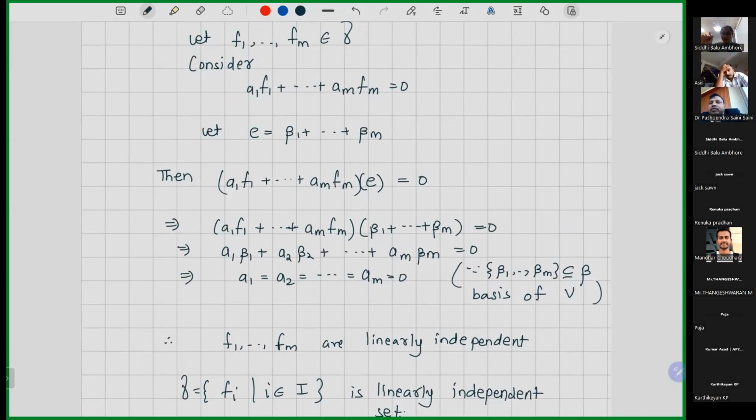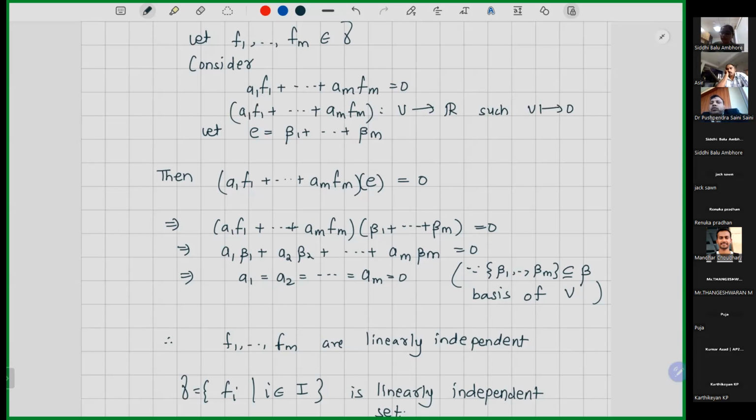Okay, so my aim is to arrive at the conclusion that A1 to AM is equal to 0. So how can I do this? When I write A1 F1 plus up to AM FM, this is a map from V to R such that each element of V is going to 0. So that map is 0, mapping everything to 0.